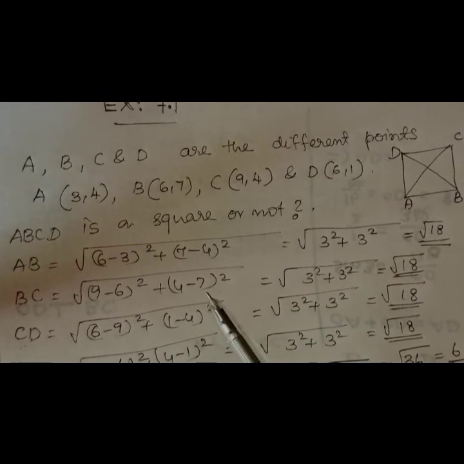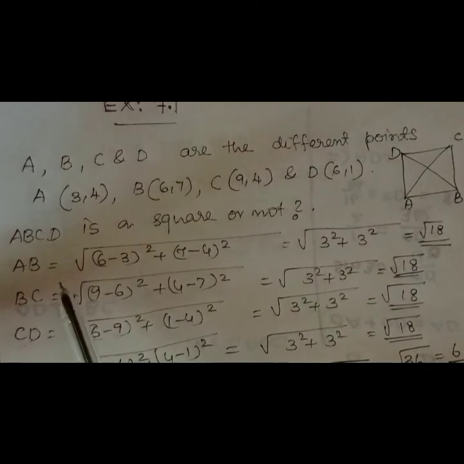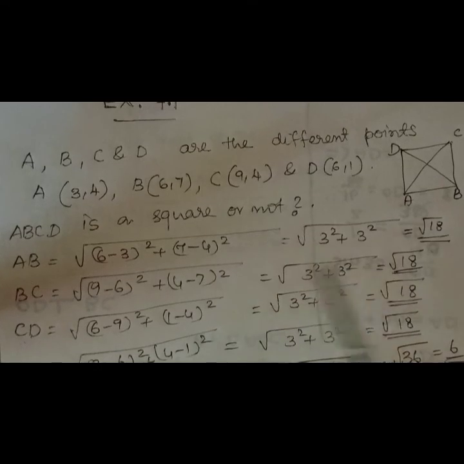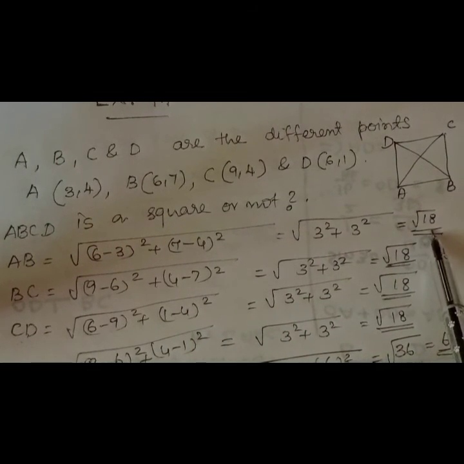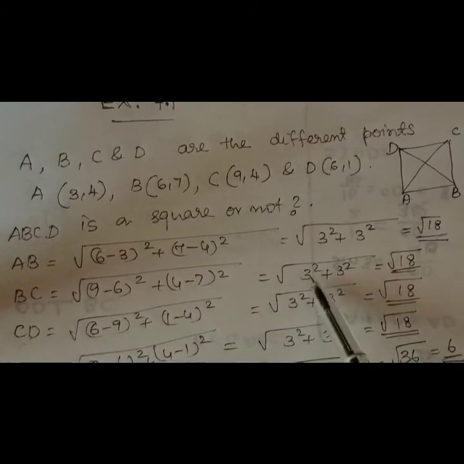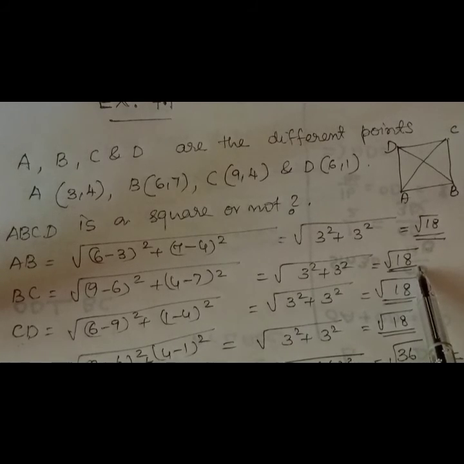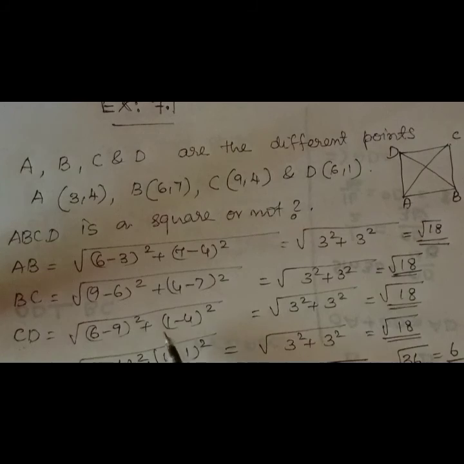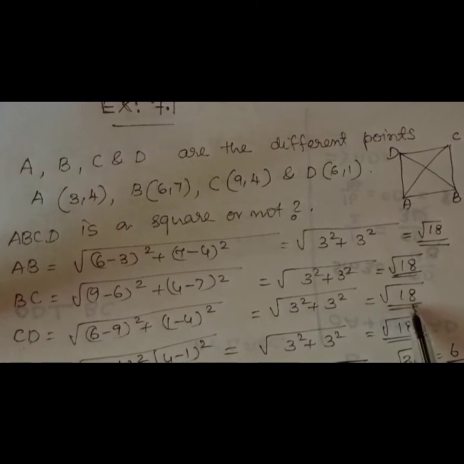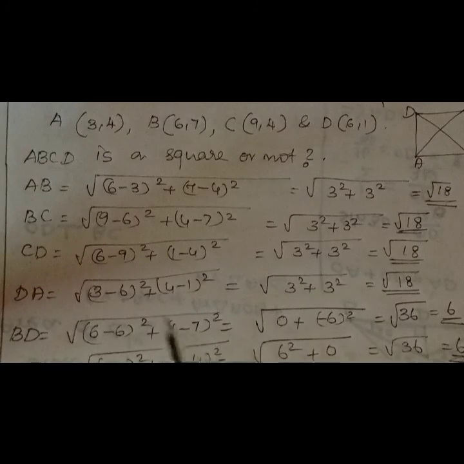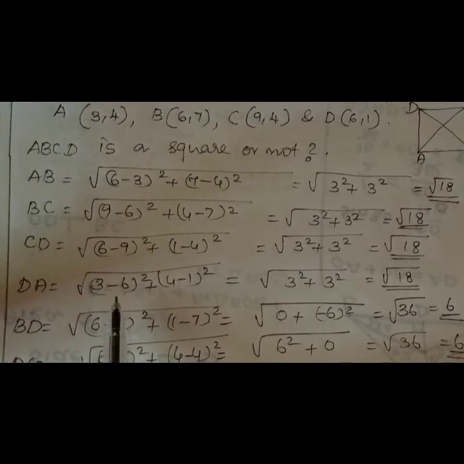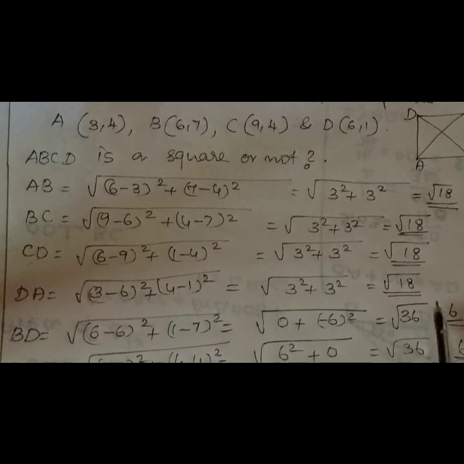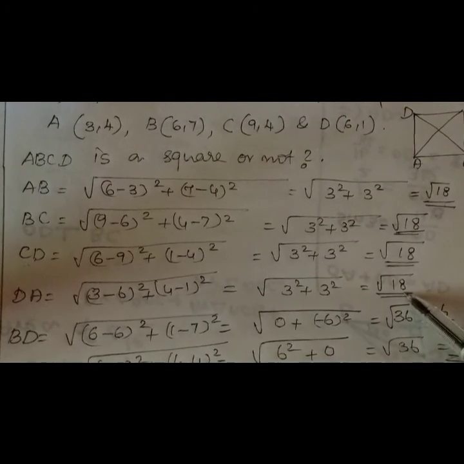Here, let us find the distance AB using the distance formula. It is root 18, and BC is also root 18. Substituting the values in the distance formula, CD is also root 18. Then DA is also root 18. That means the four sides are equal.